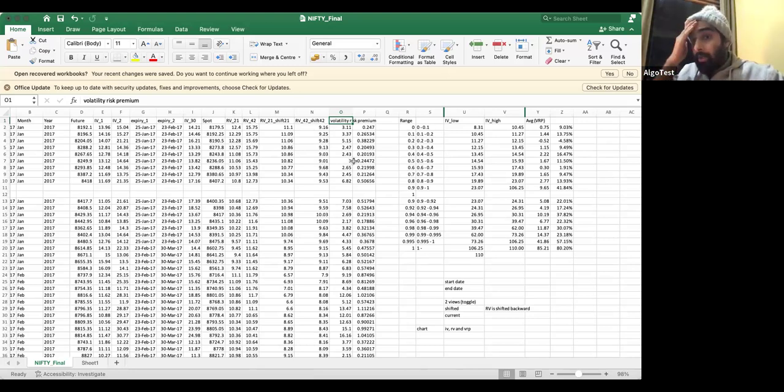Okay. So what I've done today is, guys, I showed you put call parity, and next lesson we'll talk about VRP in more detail. Okay. What this volatility risk premium actually means.